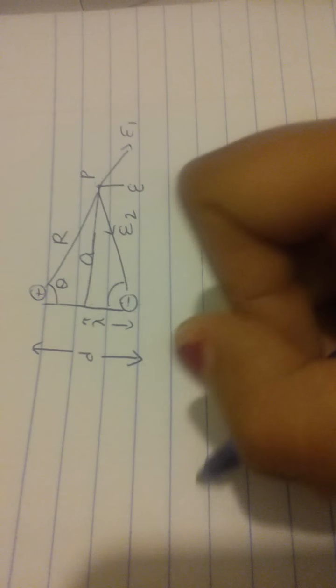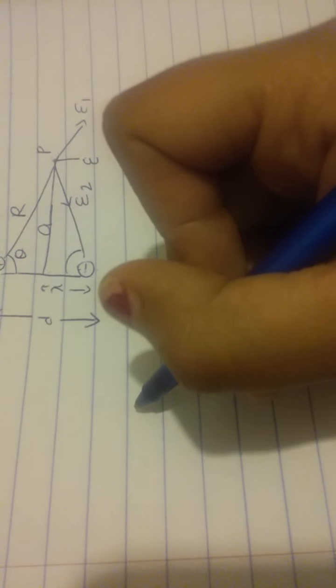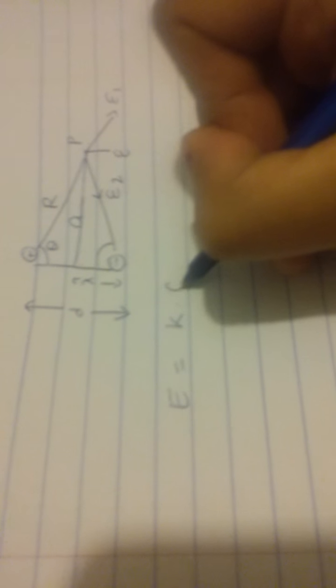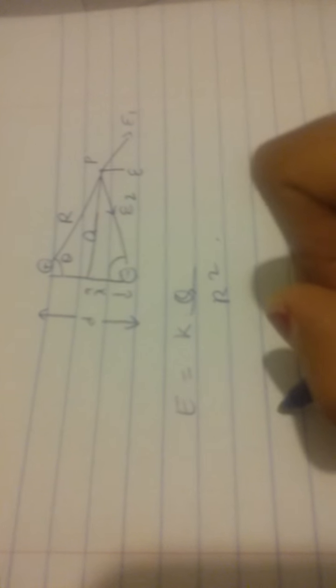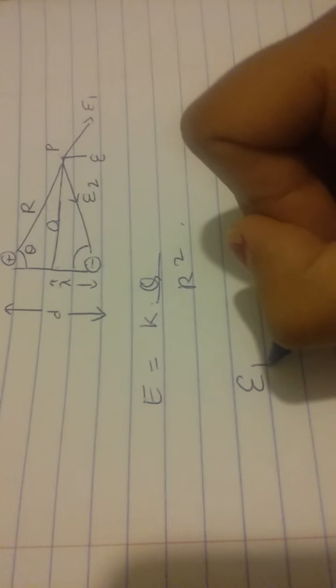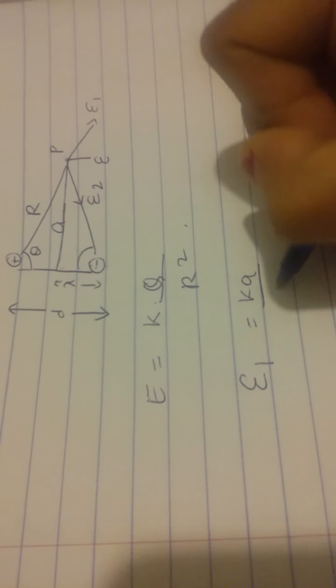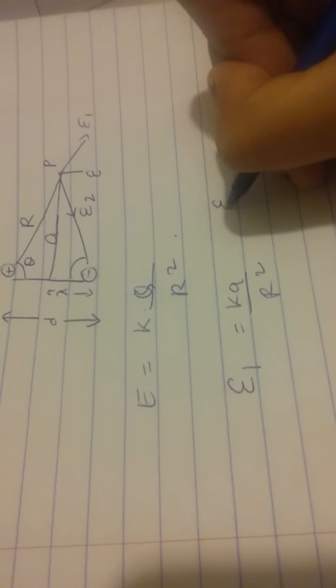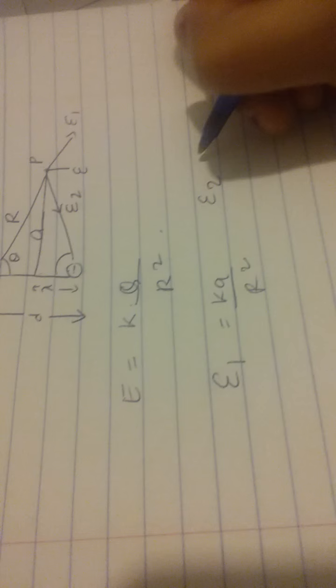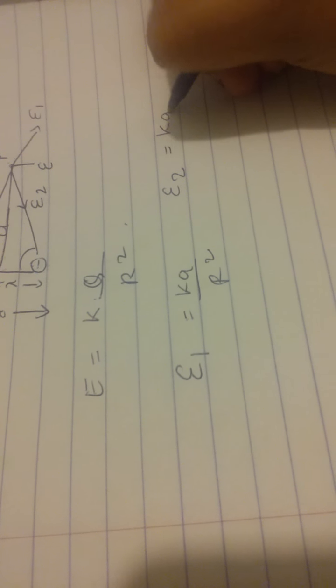Now we know that the electric field due to the point charge is equal to k constant times q, that is our charge, divided by r square. We also know that our E1 is going to be kq by r square. Also E2 is going to be equal to kq by r square.